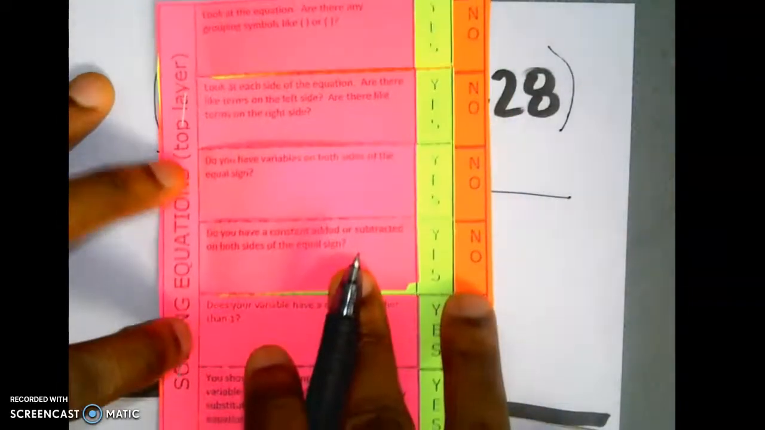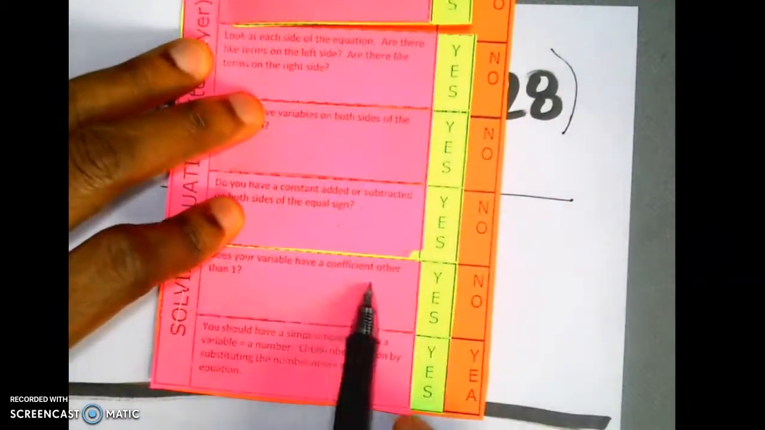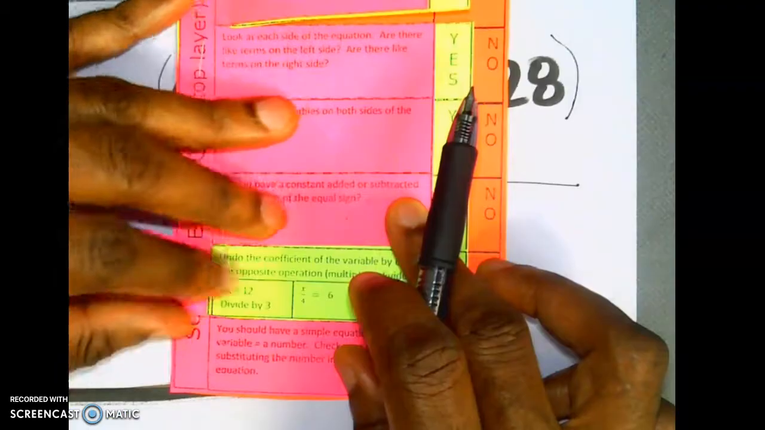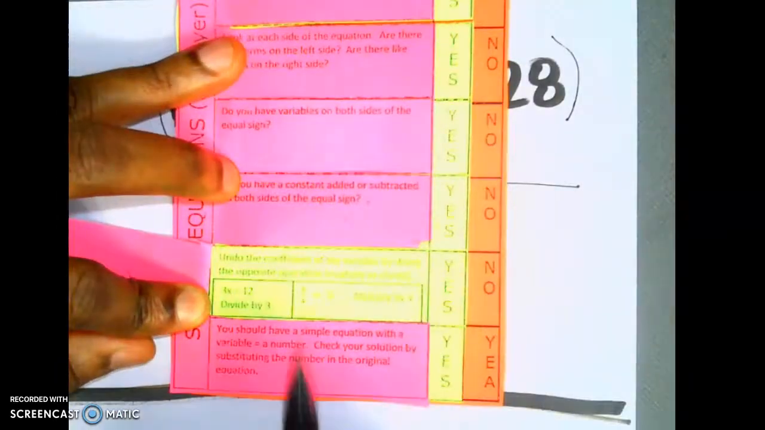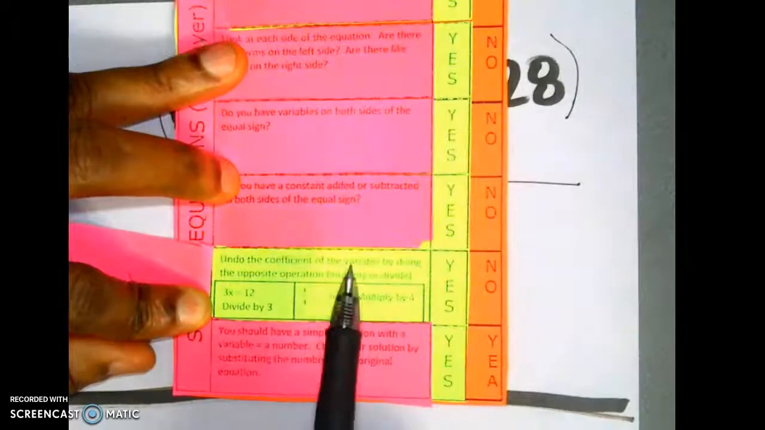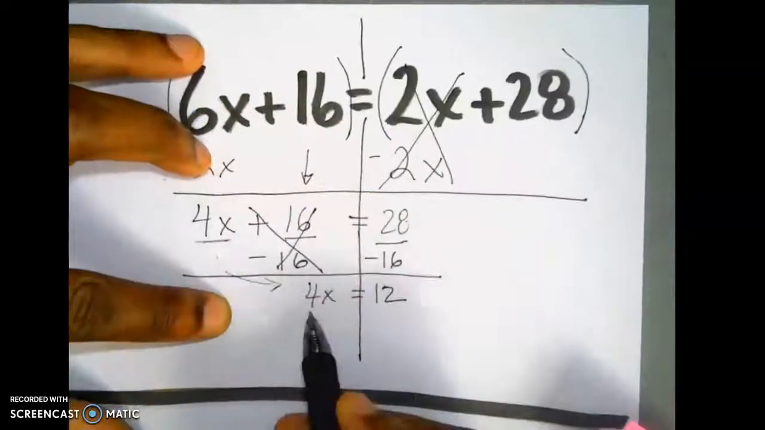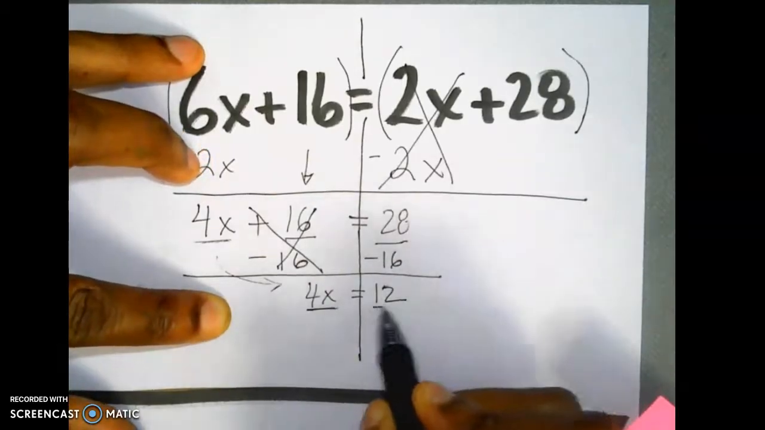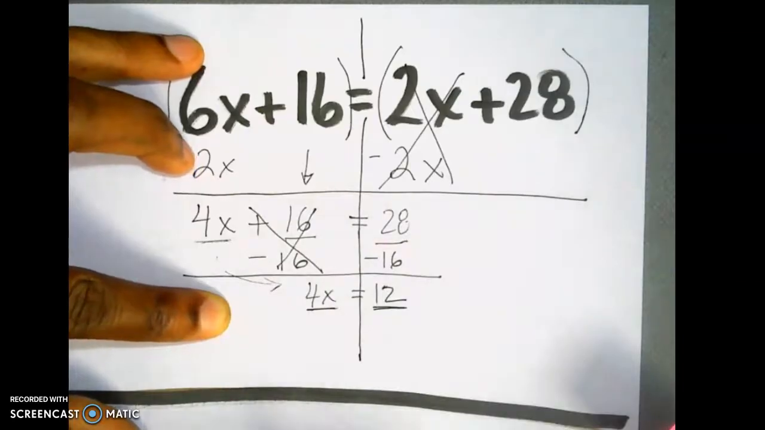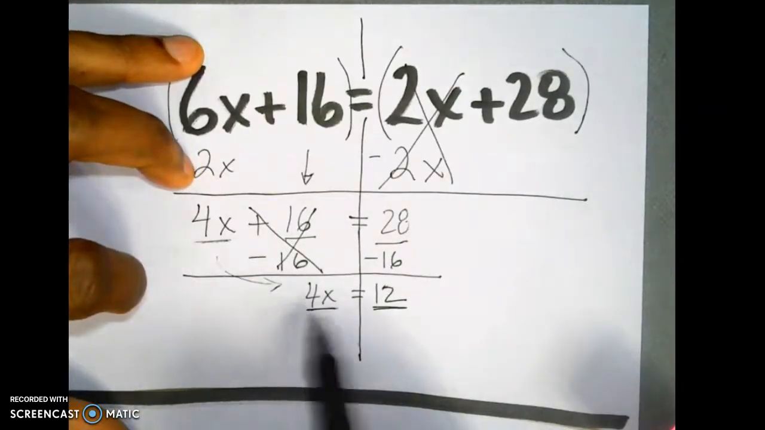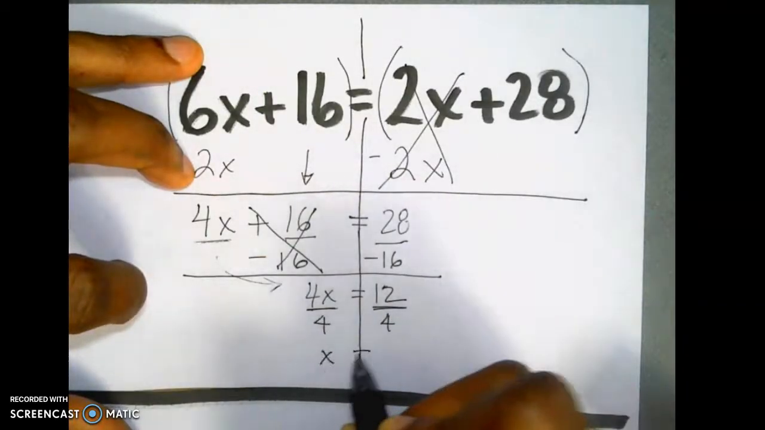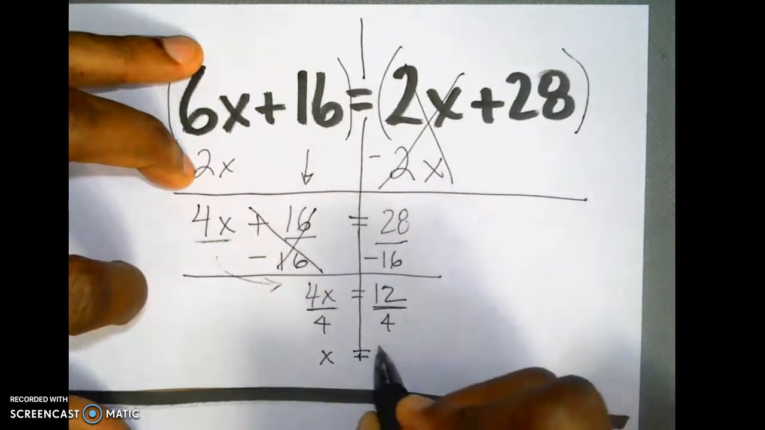Bringing back my tool, looking at the very next question. Does your variable have a coefficient other than 1? In fact, it does. And so, being that it does, I'm going to pull this up to reveal my next step. It says to undo the coefficient of the variable by doing the opposite operation, multiply or divide. They gave examples right there. So I know, everybody, that what's happening between these two is multiplication. So in order to undo multiplication, I know that I'm going to divide. I always divide each side by the coefficient here, okay? Not the constant, but the coefficient. I'm going to divide each side by 4. That gives me x is equal to a positive 3.